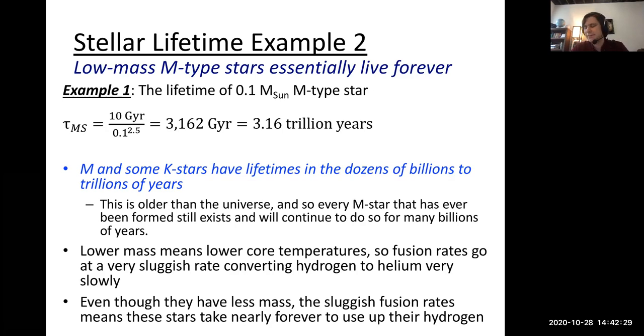And even though they have a lower mass, the fact that they're fusing their hydrogen to helium so slowly means that they will very, very slowly convert that hydrogen to helium, making it take effectively forever for them to burn through all their hydrogen and convert it to helium in their cores.